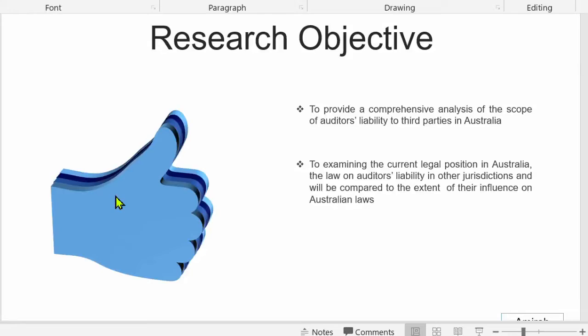Okay. Read from the article, the research objectives are, first, to provide a comprehensive analysis of the scope of auditors' liability to third parties in Australia. Second, to examine the current legal position in Australia and the law on auditors' liability in other jurisdictions, which will be compared to the extent of their influence on Australian law.